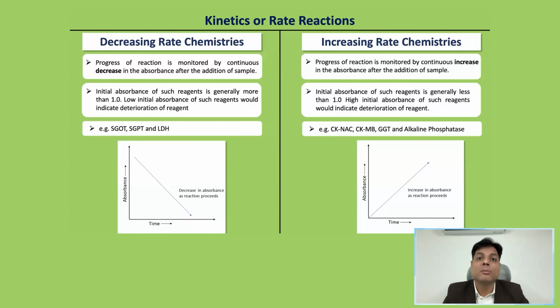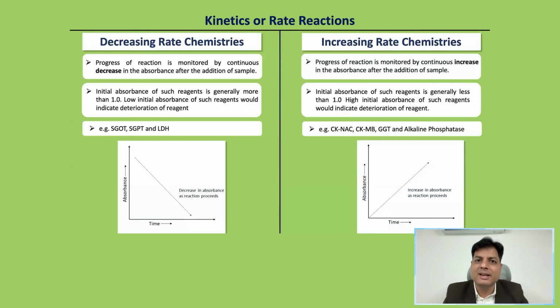Friends, there is also one more important difference. In the endpoint reaction, we only take one absorbance after the reaction is completed. But in kinetic reaction, we have to take a minimum of two absorbances. One absorbance at the start of the reaction and one absorbance at the middle of the reaction. Because here we are calculating the difference in the absorbance. That is how we will find out the enzyme activity.